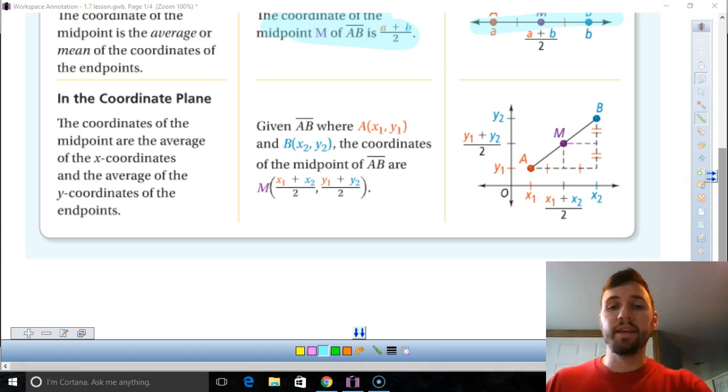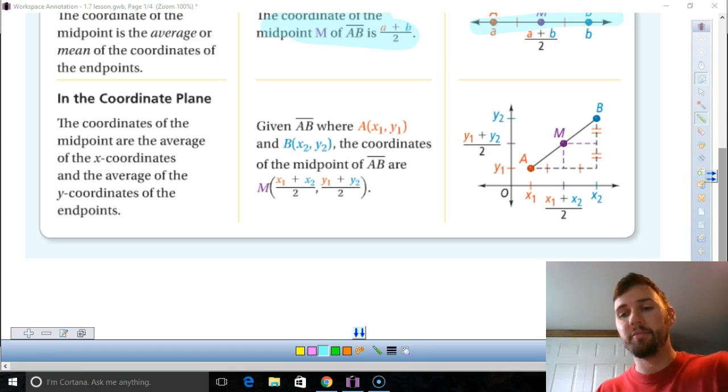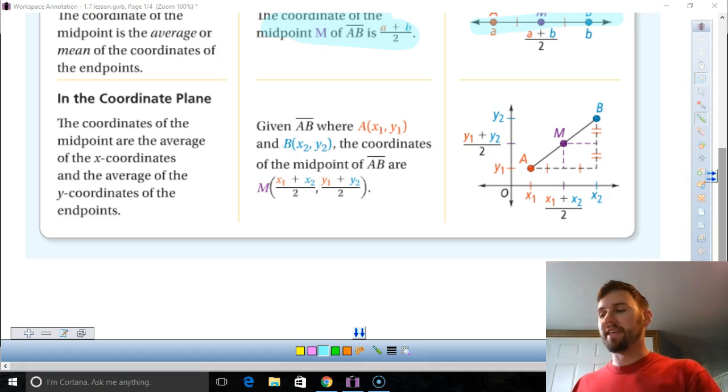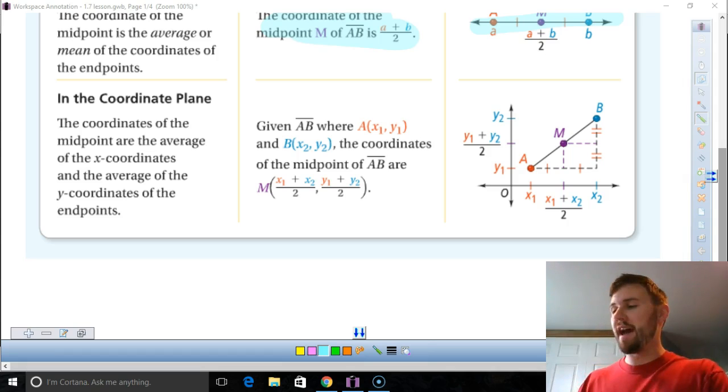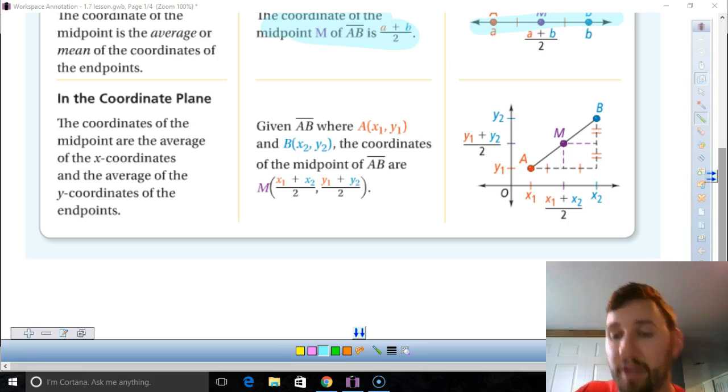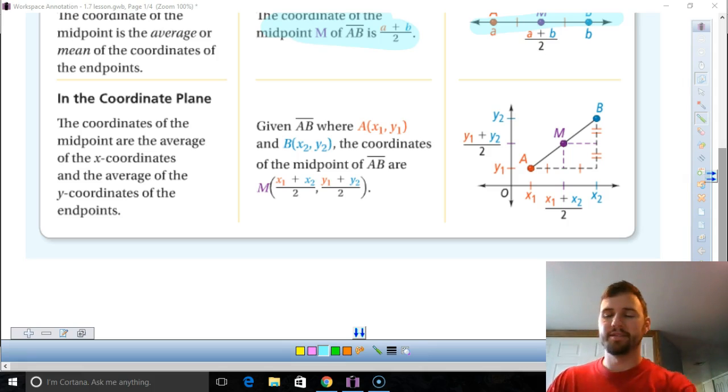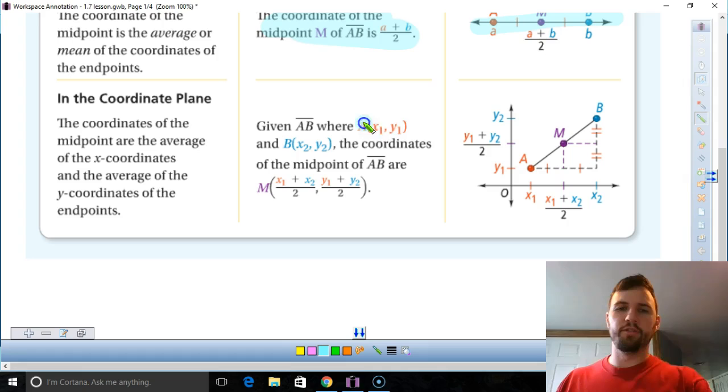So in the coordinate plane, it's actually the same formula. But instead of the average on a number line, you're finding the average of your x's, comma, average of your y's. x1 plus x2 divided by 2, y1 plus y2 divided by 2. And that gives you the midpoint on the coordinate plane. Here's your one point. Here's your other point. Notice how they color code it for you? x1 plus x2 over 2, comma, y1 plus y2 over 2. That's your midpoint.